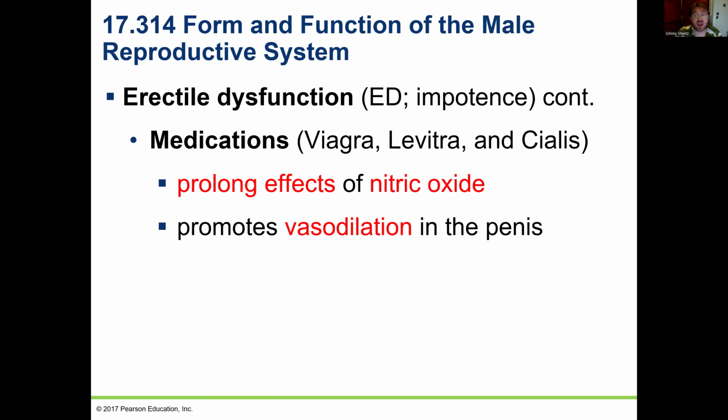Here's a summation table that has all the structures and all the functions of the organs that we just discussed.